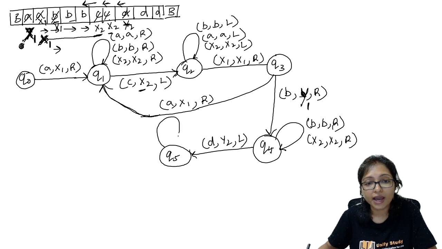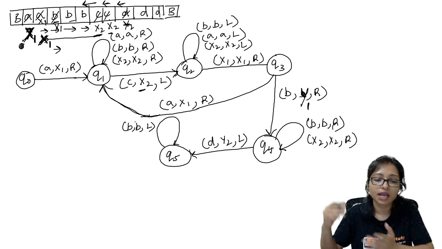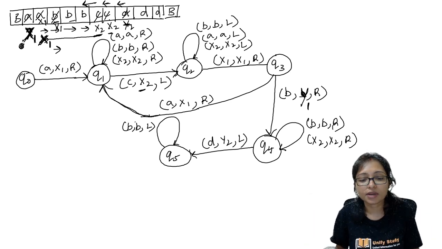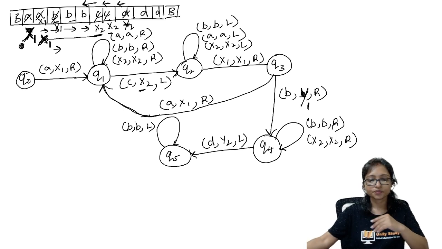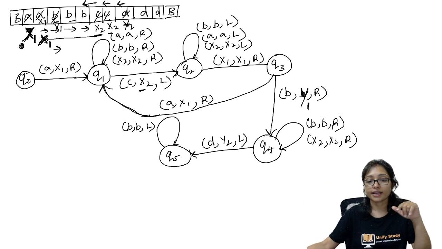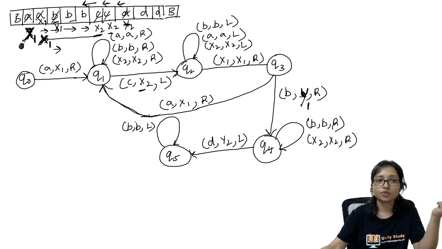In the Q5 state there will be some loop again, because on the way you are going to get some new b's here. That b will be as it is, leave it as it is and go to left. I am getting so many b's here. I am moving to the left direction now. Left or right? Because I am moving to the left direction, right?